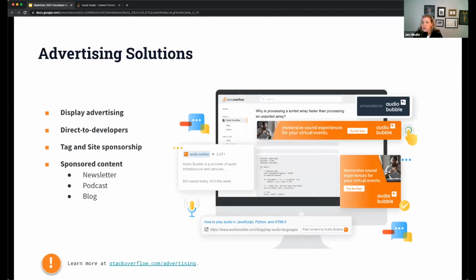And finally, if you're not quite ready for collectives, and we're happy to talk with organizations about collectives to see if it's a good fit for you, we do have our full suite of advertising solutions. From display advertising to our content syndication type product for technical content, specifically for a developer audience, that we call direct to developers, to site and tag sponsorships, and then a number of sponsored content opportunities in our newsletter, our podcasts, and our blog. Those are all available for organizations who may not have the community quite established on Stack Overflow, but this will certainly help build that for you on the platform.